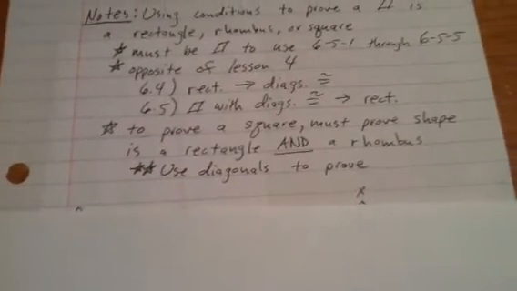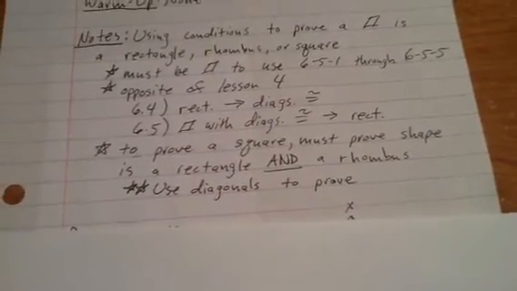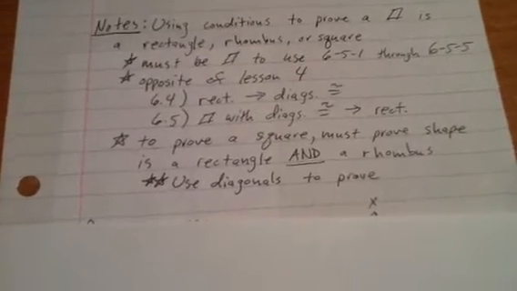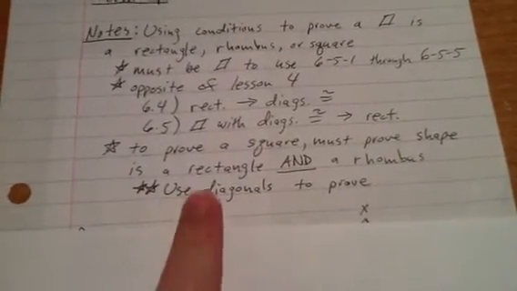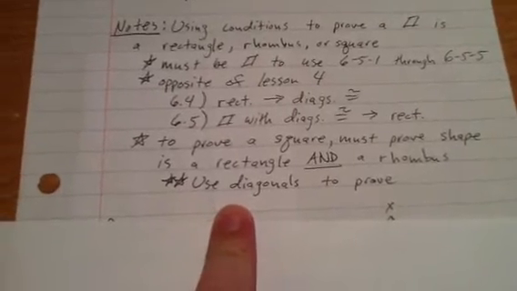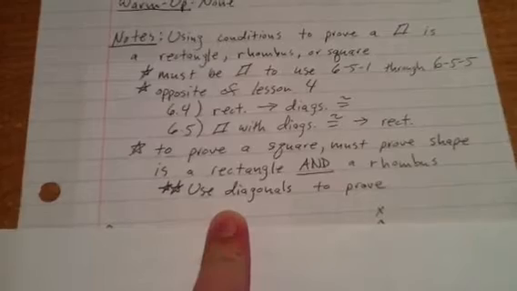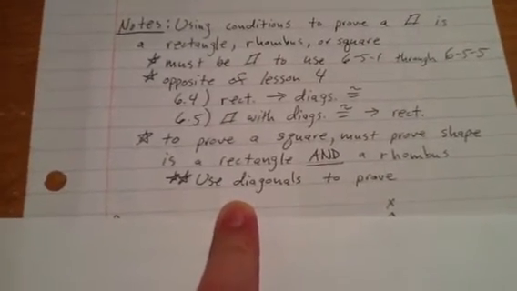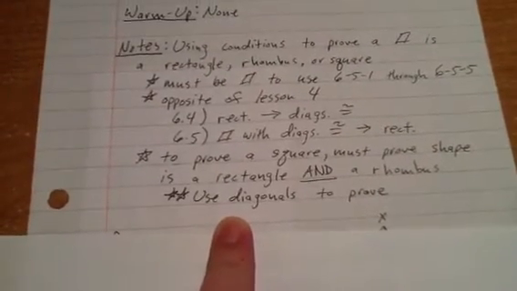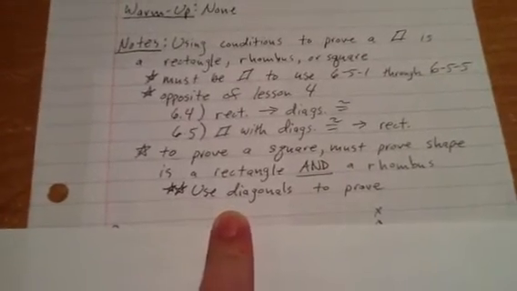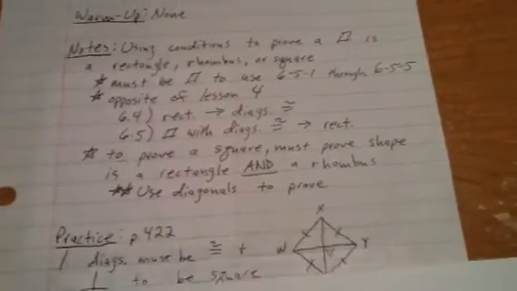For a square, to prove a square, you must prove the shape is a rectangle and a rhombus, okay? Because a square meets both those parameters. And keep in mind, basically what you need to do is use the diagonals to prove. Remember, for the diagonals, it has to be congruent diagonals and perpendicular diagonals. So using slope and also using the distance formula, you can tell if they're congruent and if they are, in fact, perpendicular, kind of like we talked about yesterday.